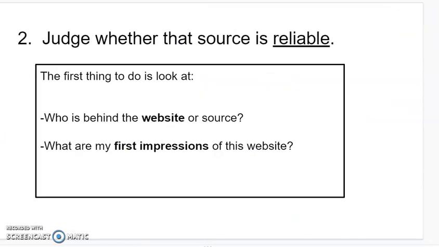The second thing you need to do is to judge whether those sources are reliable. So the first thing that we do is we look at, number one, who is behind the website or source, and two, what are my first impressions of this website? Does it seem a bit random or does it seem like it might be from a respected source? So you're putting on your cynical hat and you're just being a little bit suspicious when you read.